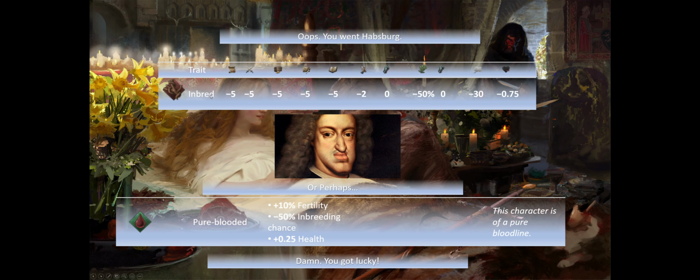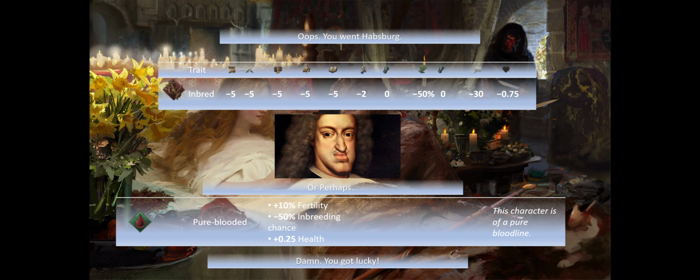But yes, just be aware that once you start inbreeding, it's a slippery slope. You can end up with a bit of a Habsburg. Or perhaps, as I've put at the bottom here, you can get a bit lucky. You can end up with the pure-blooded trait. That is really, really lucky, and I'll show you the numbers on that later.